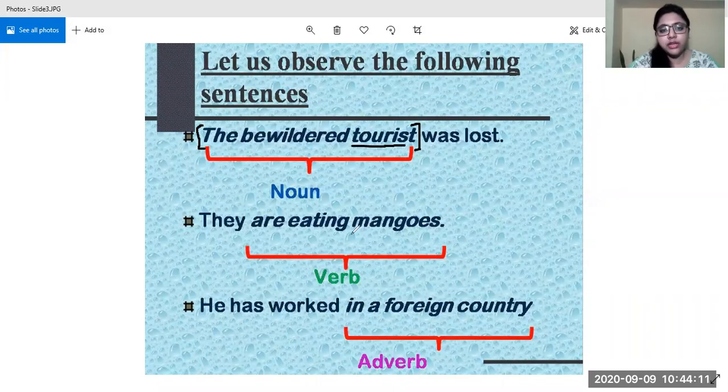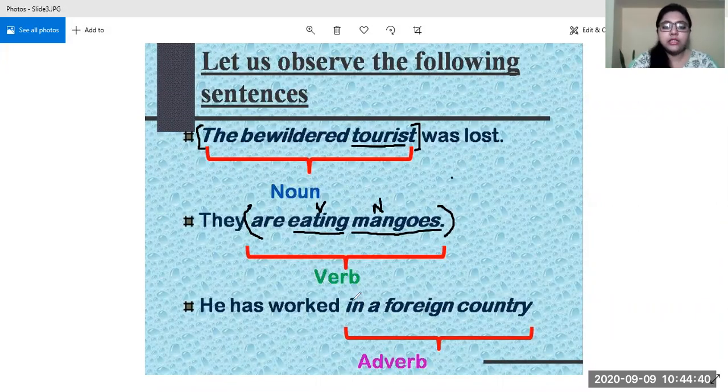Again, if you look at this phrase in the second sentence, "are eating mangoes," we find a noun over here and a verb over here. But again, what did I say? We do not have a subject which is performing any work. Mangoes are not performing any work. They are just present as a noun over there, but not as a subject.